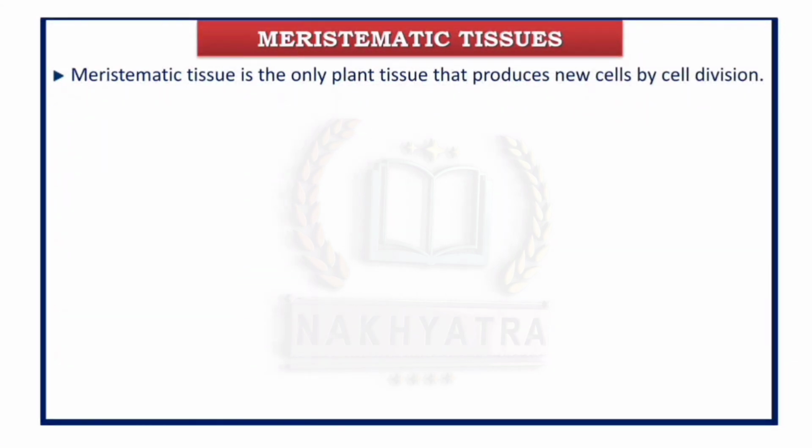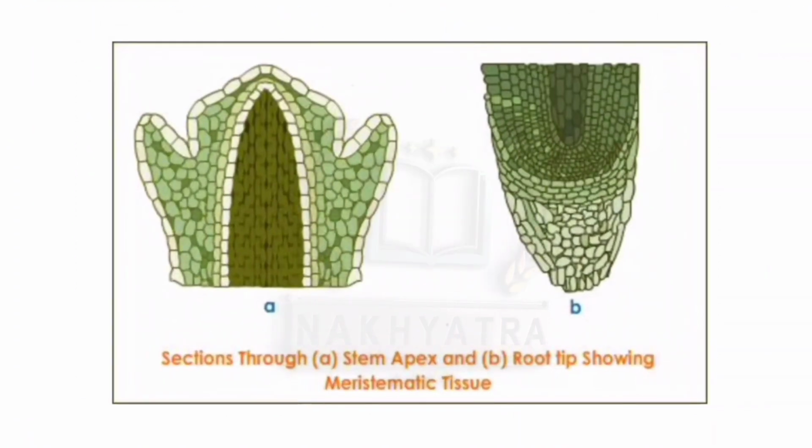So this meristematic tissue is made up of a group of cells that divide continuously to form new cells. Alright, and this tissue is found in the growing regions of plants such as the tips of roots, stems and branches. So the function of meristematic tissue is to make plants grow. Clear? Now see here, section straw, stem apex, and this is the root tip showing meristematic tissue.